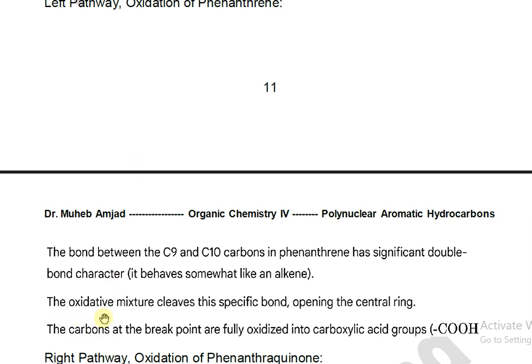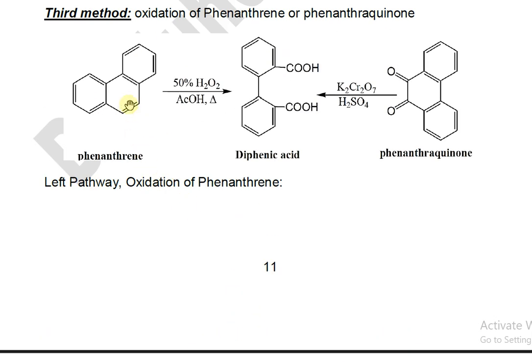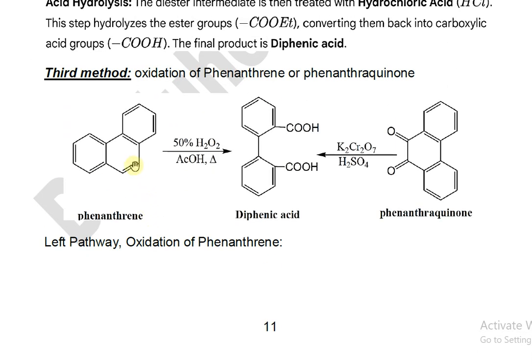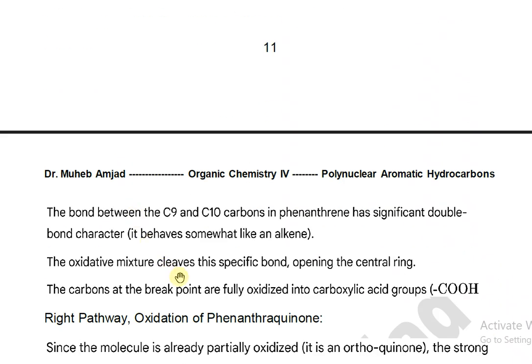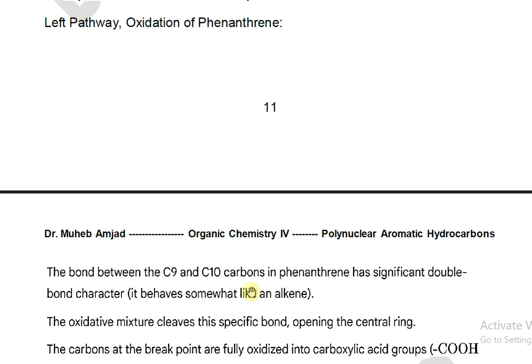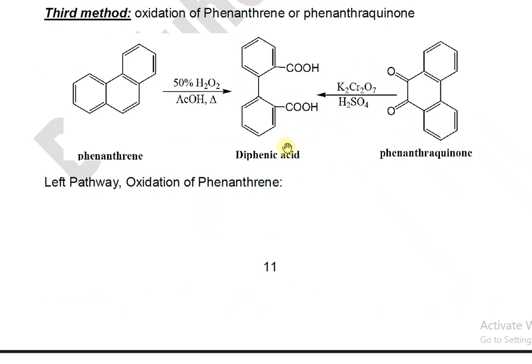The oxidative mixture cleaves the specific bond, opening the central ring. He talked about this center cycle, the middle cycle of the three. This bond will be opened, and the carbons at the break points are fully oxidized into carboxylic acid groups. That means this bond here will become a carboxylic acid group, and this one as well.